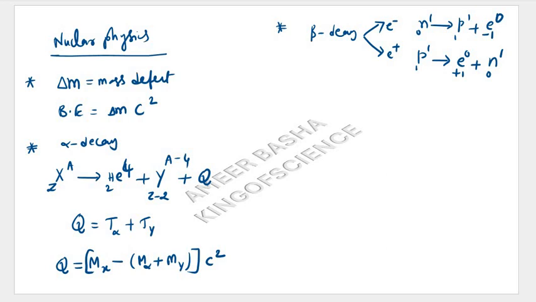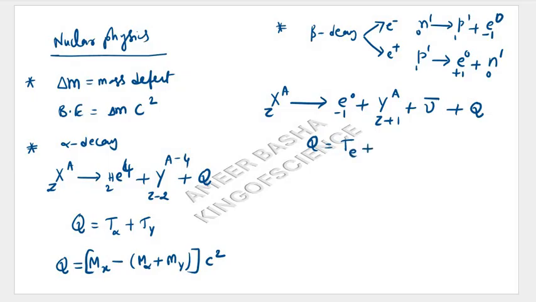For example, an X nucleus will convert into an electron and a Y nucleus, that is Z plus 1, A, and there is another particle, the anti-neutrino. The anti-neutrino is important here to conserve the spin angular momentum of the reaction, and of course the Q value. The Q value will appear in the form of kinetic energy of the electron, kinetic energy of the Y and kinetic energy of the anti-neutrino.